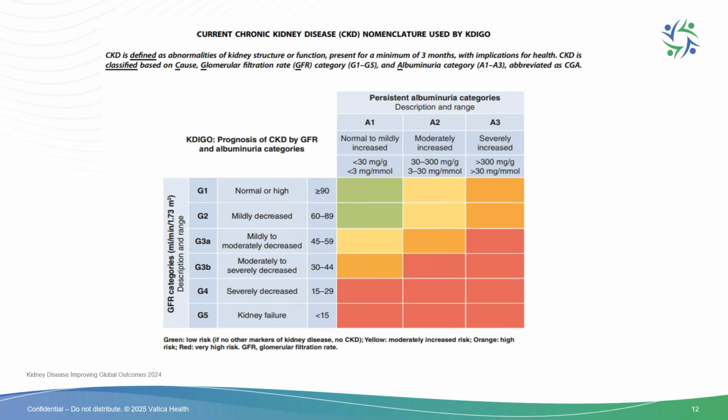So for example, let's say your patient has a GFR of 35 and an ACR of 60. The classification is G3B-A2 with a high risk.